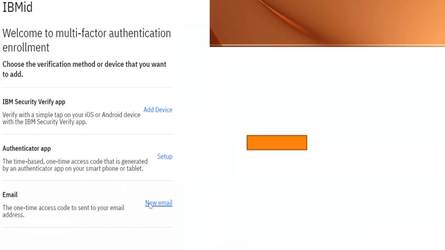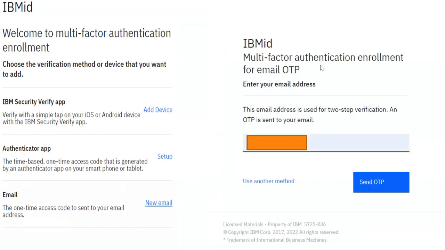Once we click on the new email, if you create another account, you are going to get your OTP once again. So in order to receive your OTP, just give your email ID, the same email ID that I have given earlier, and click on send OTP.